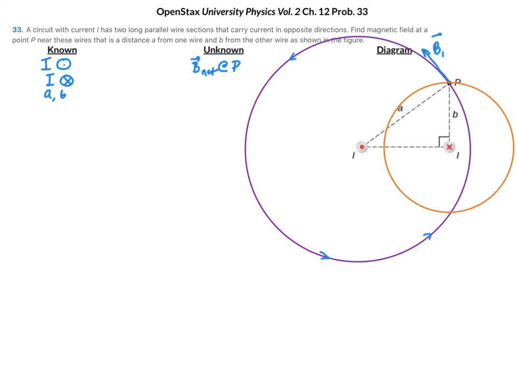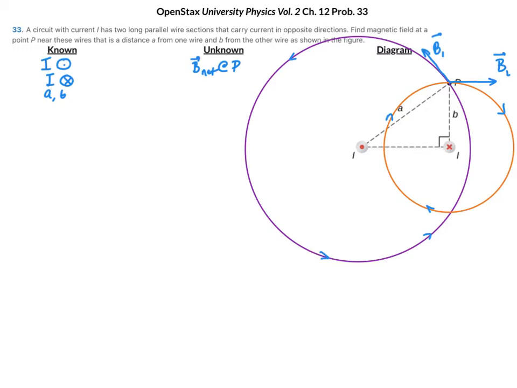Then if we point our thumb in the direction going into the paper, the magnetic field will circle around in the direction of our fingers. So there will be a magnetic field going this way through this orange loop. Tangential at point P will be this way. That would be the magnetic field due to the wire that goes into the paper.